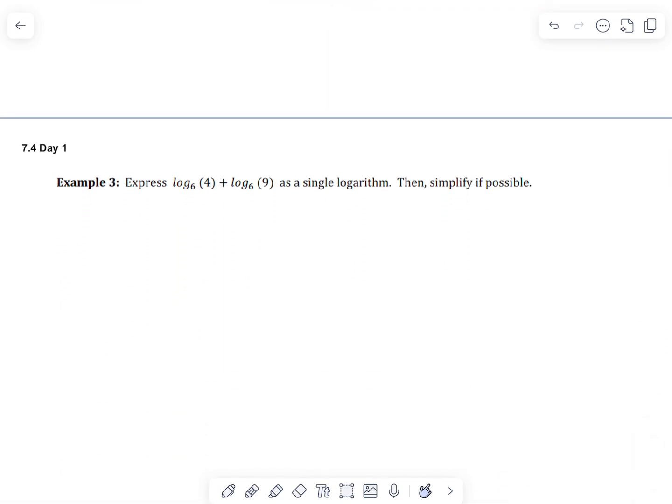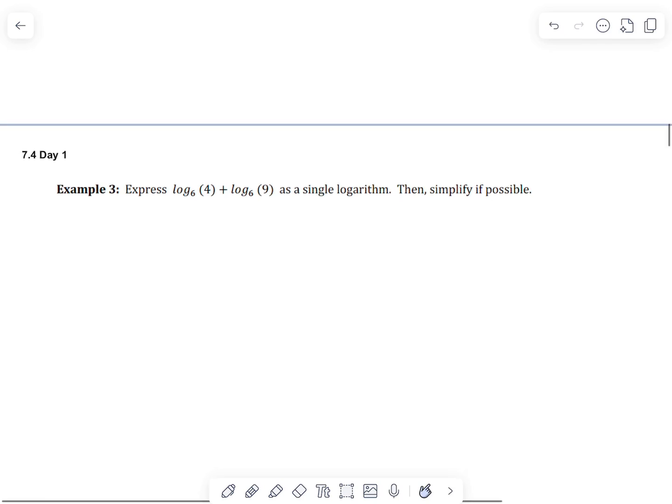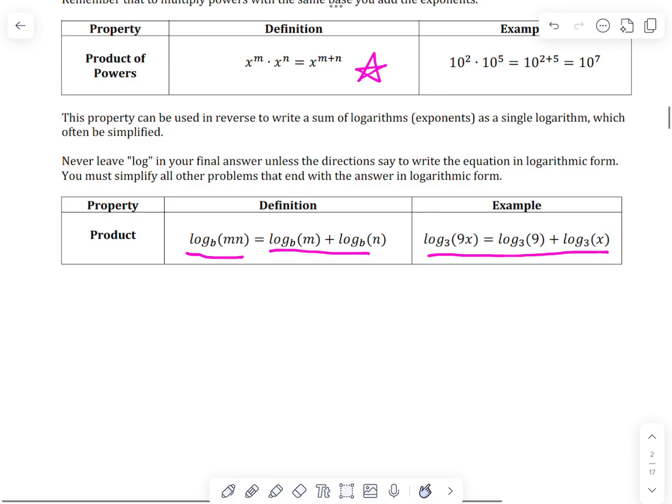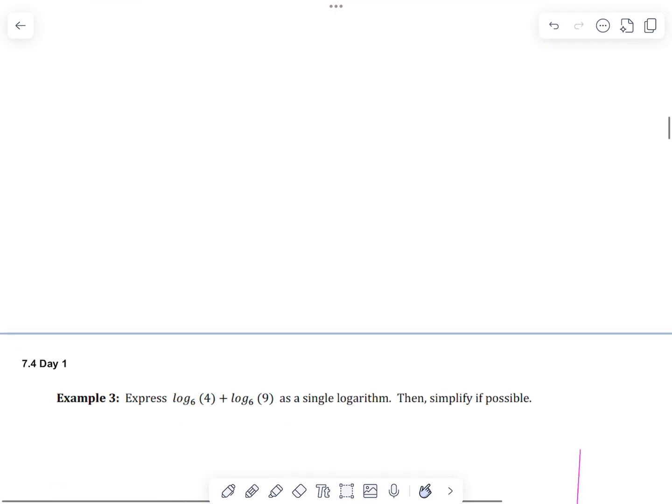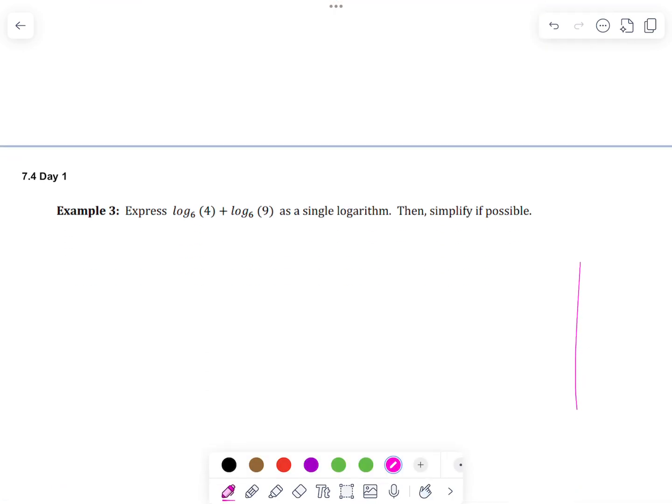Example 3, it says express logarithm of base 6 of 4 plus logarithm base 6 of 9 as a single logarithm. So the bases are both the same, so what we do is we multiply that 4 and 9 together using our property above. So here's our property. And we multiply them together. So we get log base 6 of 4 times 9. And then we multiply 4 times 9 together to give us 36.